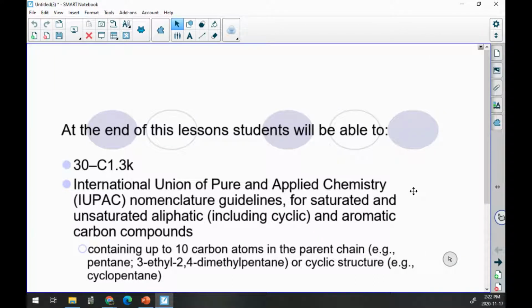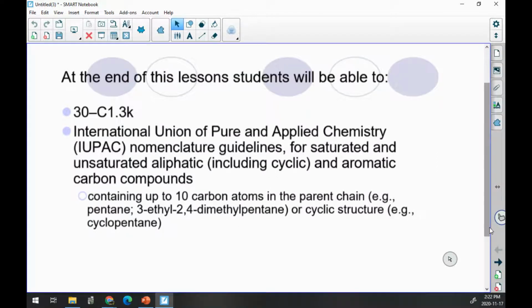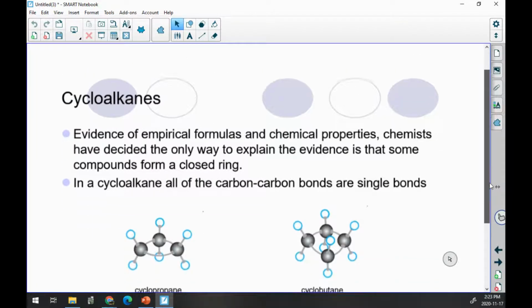Today we are going to look at a subcategory of alkanes called cycloalkanes, and then we are going to look at both alkenes and alkynes. Alkenes contain double bonds and alkynes contain triple bonds. Again, we're only going up to 10 carbons in the parent chain.